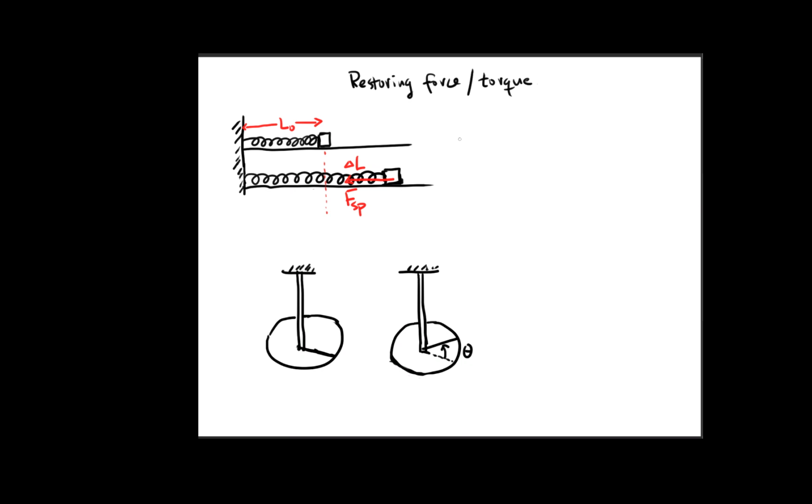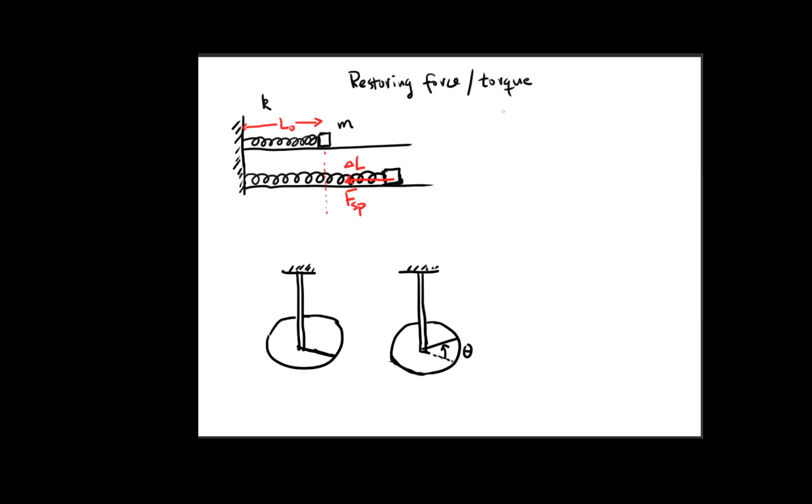In this video, I will talk about restoring force or restoring torque in studying physical oscillations. The first example here is a spring attached to a mass, and the spring has spring constant K. The mass here is M, and when we stretch the mass to a new position, L naught here is the original length of the spring. Now we stretch it by an additional length delta L.